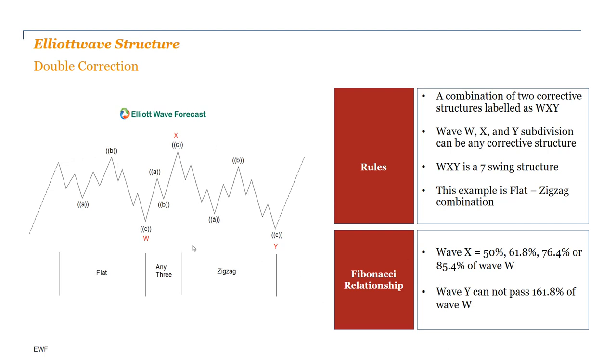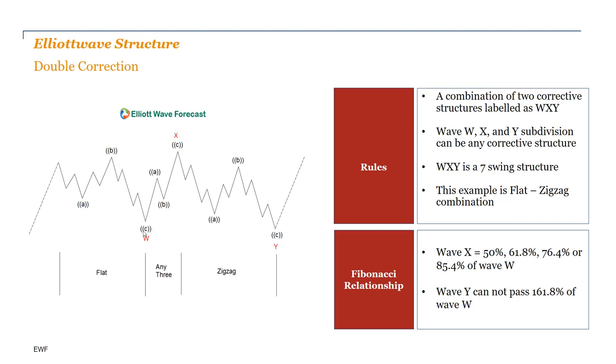Again, in this particular example, we got a flat on the left side. As you can see, a flat is defined as an ABC. You can see in the black degree. So the ABC flat together forms a bigger W of the WXY corrective structure, the double correction.